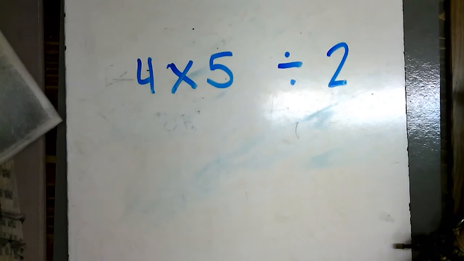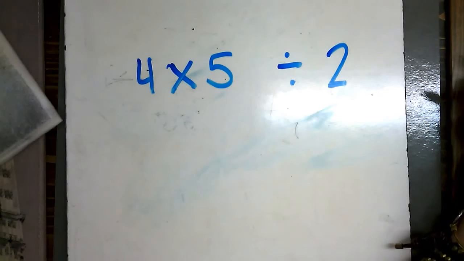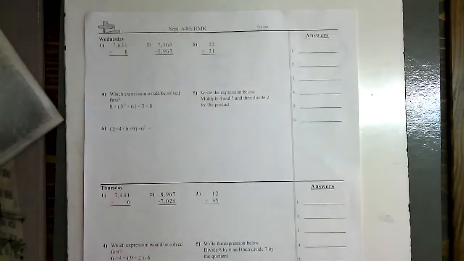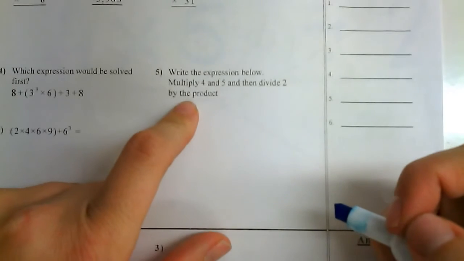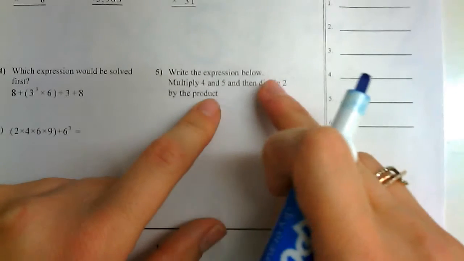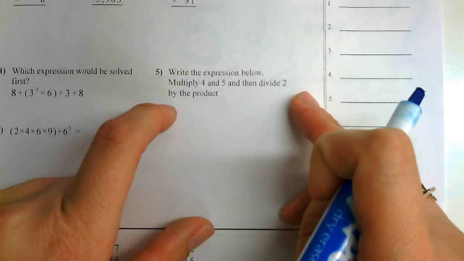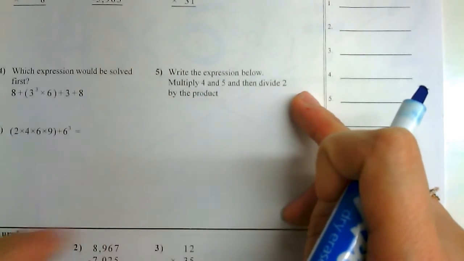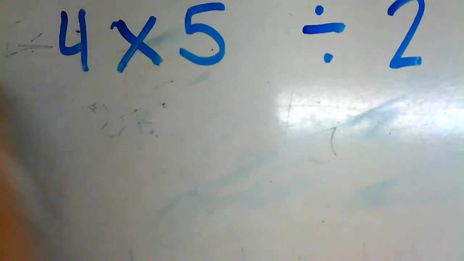What do we think? 4 times 5, divide 2 by the product. Well, it seems like that's what I should do, right? It goes in order of what's written, but actually, it's not where we want to go. And here's why. Look where it says divide by the product. You see that? Divide 2 by the product, which means it's going to be 2 divided by the product.